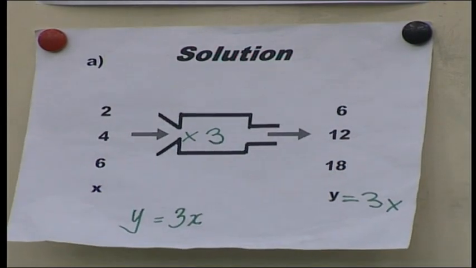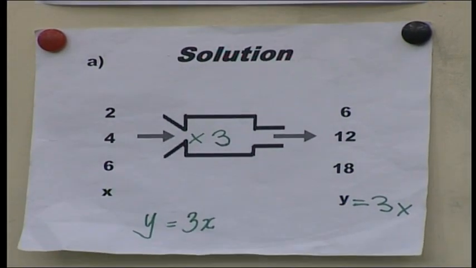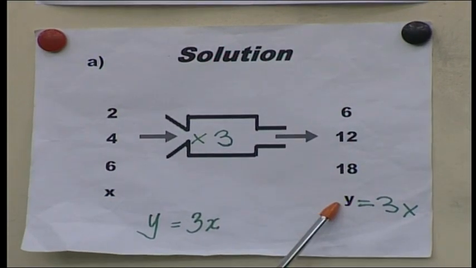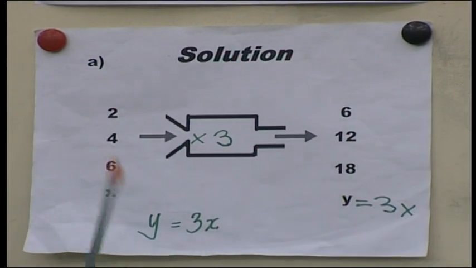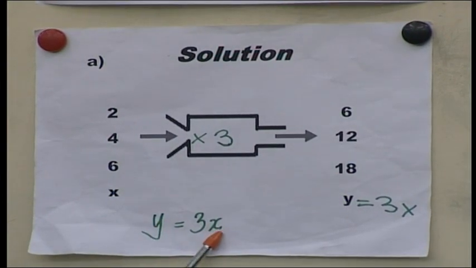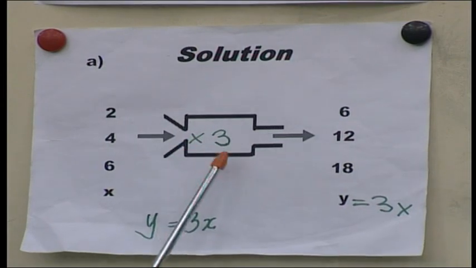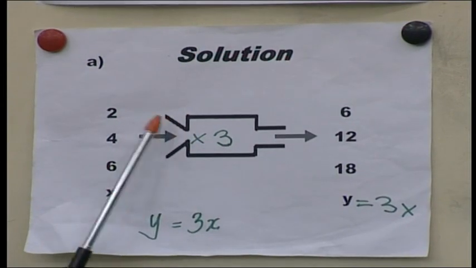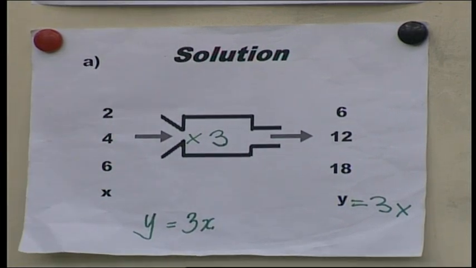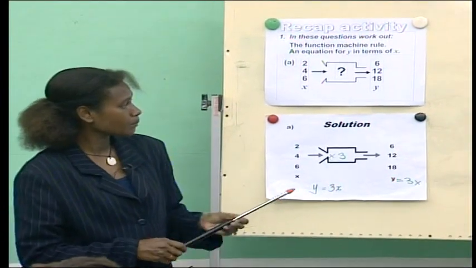Your equation that you should be writing out from this function machine is, because it comes out as y, the result, we have y is equal to 3x because we are multiplying by 3. So that is the answer to the first recap activity. Now let's move on to B.